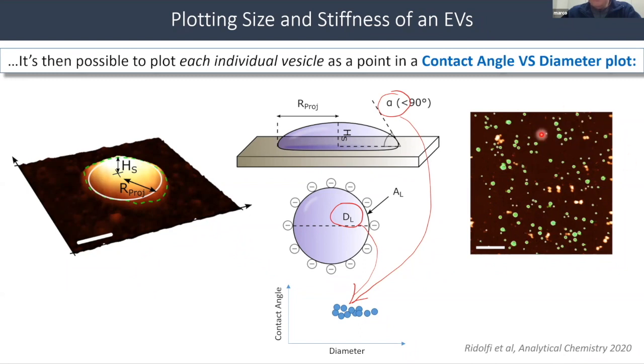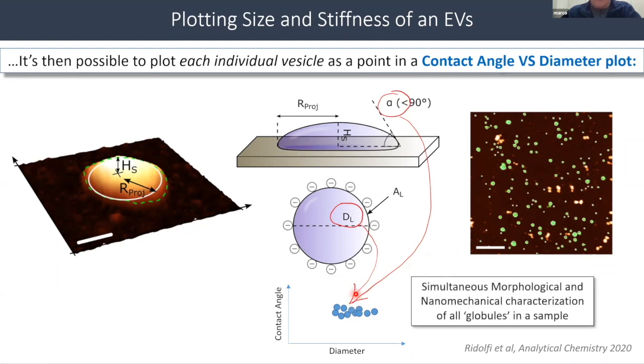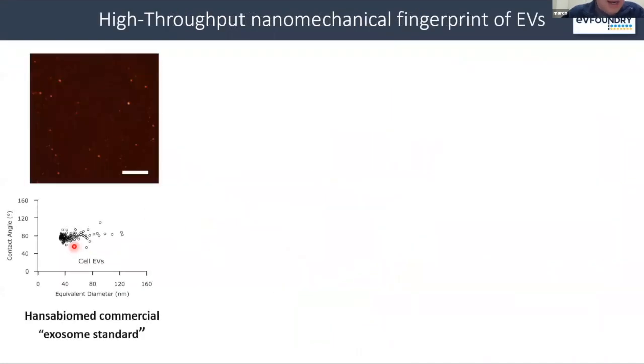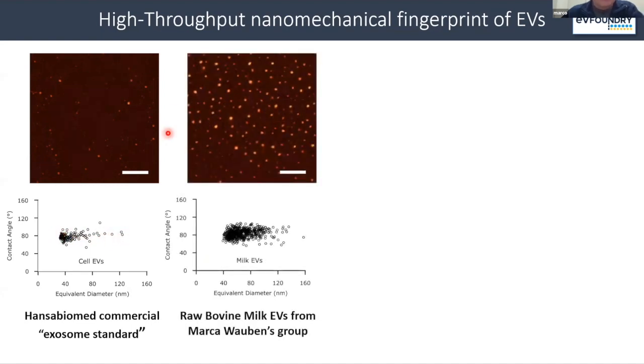If these are indeed intact vesicles of one type, most probably they will have the same stiffness. So if that's so, you should end up, as it happens with purified EV samples, with a horizontally elongated cluster of dots which show a narrow distribution of contact angles across all the spanned size range. Okay, all the cleanest samples show this behavior.